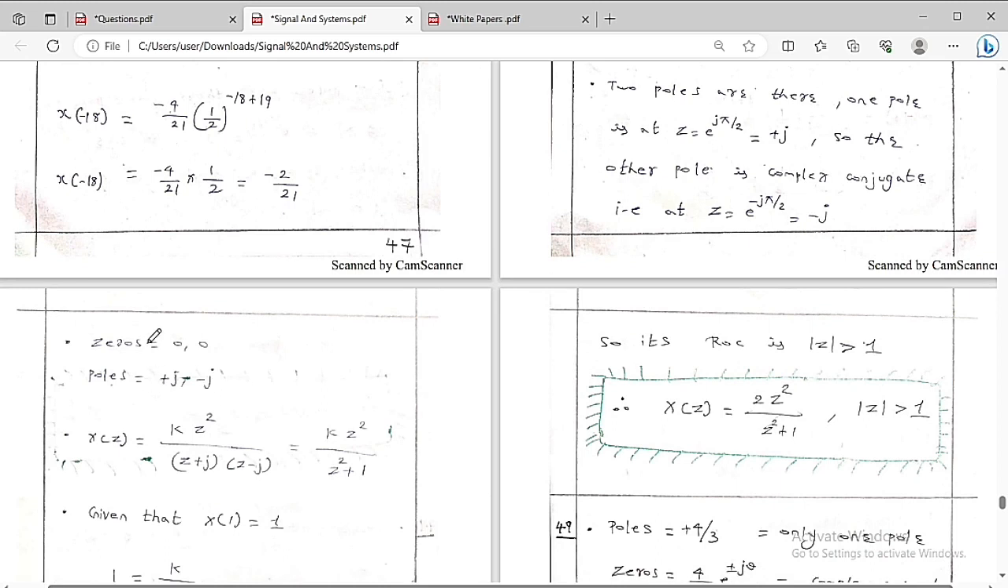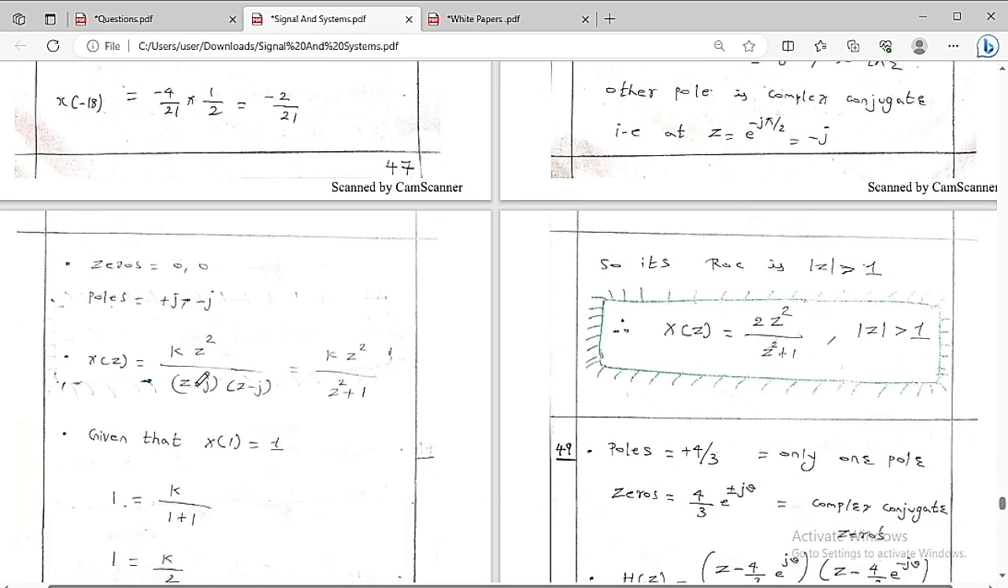So what are the zeros? The zeros are 0, 0, already mentioned, and the poles are plus j and minus j. So then what is X(z)? From this, X(z) is nothing but (z − 0)(z − 0), with some constant k, divided by (z + j)(z − j). So this is what we can write from the given data: X(z) = k z² / ((z + j)(z − j)). The numerator roots are called zeros and the denominator roots are called poles. Simplifying, (a + b)(a − b) is a² − b², so z² − (j)² gives z² + 1.